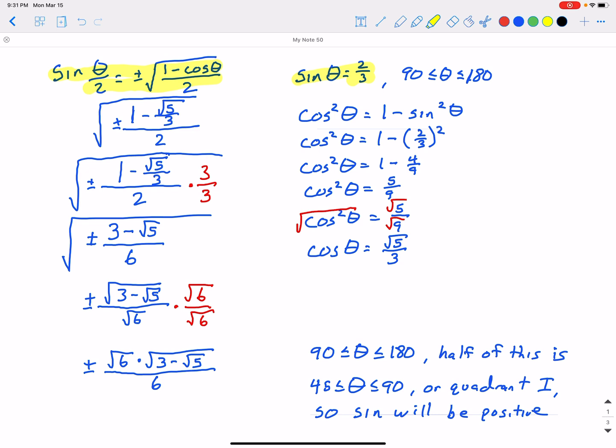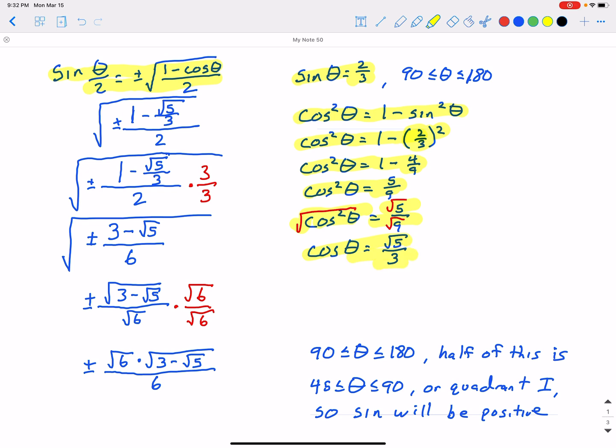The cosine, if you haven't, we can use the cosine identity, cosine squared theta equals 1 minus sine squared theta, and then replace the sine squared theta with, since we know sine of theta is 2/3, 2/3 squared. So you have cosine squared theta equals 1 minus 2/3 squared. Then you simplify that, so it's 1 minus 4/9, and 1 minus 4/9 is 5/9. And then to simplify that, you would need to do the square root of both sides, which means it's the square root of 5 over the square root of 9, which is the square root of 5 over 3.